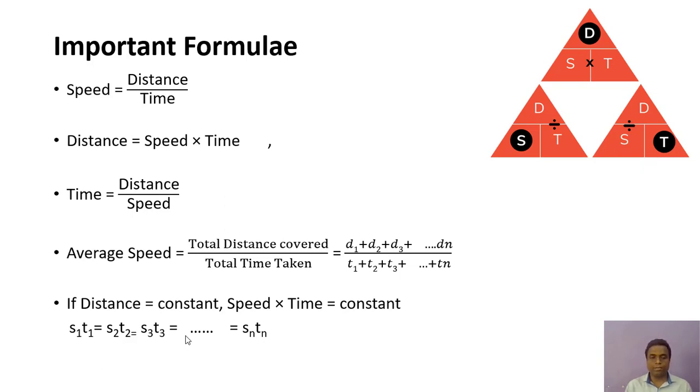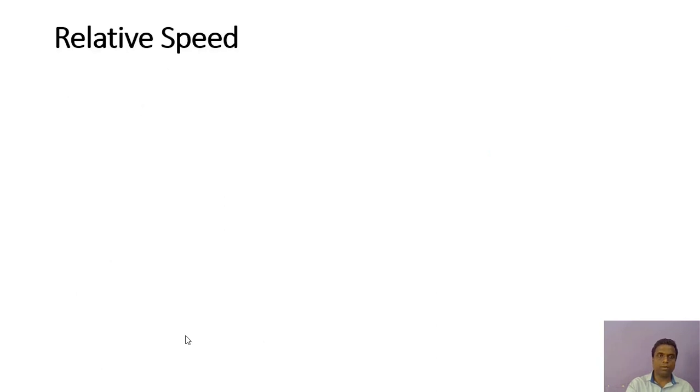Then speed can vary, means if there is large speed, the time taken is less, and if there is less speed, the time taken will be more, okay. However, the product will remain constant. So now we will look into another concept, relative speed.